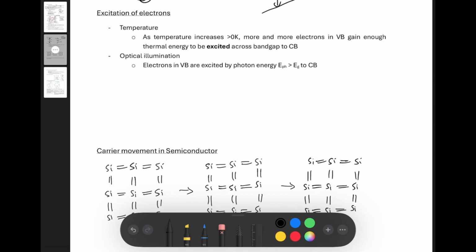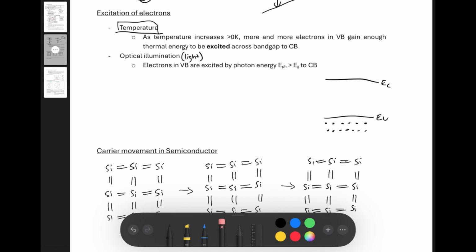Alright, so now let's look at the excitation of electrons. First, what does excitation actually mean? Excitation is when an electron is elevated or transferred to the conduction band from the valence band. For example, at absolute zero, there are many electrons in the valence band here. Remember, all the electrons occupy the lowest energy state. Now when the temperature is increased slightly, there are two ways to excite electrons to the conduction band. One is through temperature and one is through optical illumination, which is also light. We'll first look at temperature.